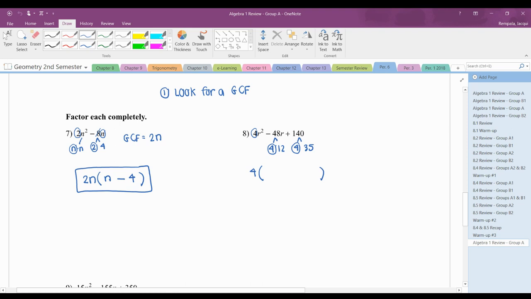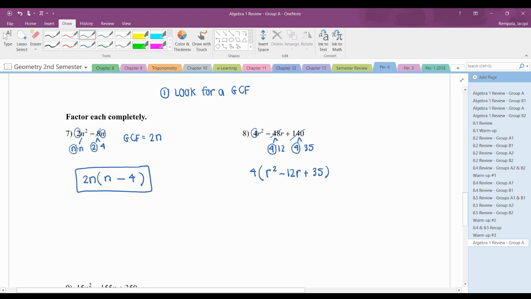So the first term was a 4r squared. I took out the 4, I'm left with an r squared. I'm going to bring down that subtraction sign. Remember, 48 got broken up into 4 and 12. The 4 got moved out, so the 12 is what's left over in the middle, and there's still an r with it. I'm going to bring down that addition sign. You can ignore the 140 because it got broken up into 4 times 35. The 4 got moved out, so that means the 35 is left over.